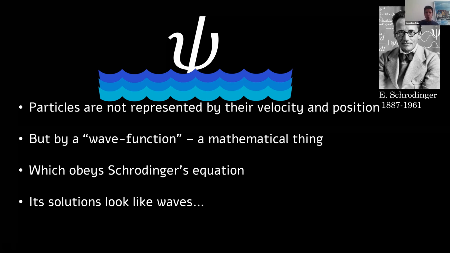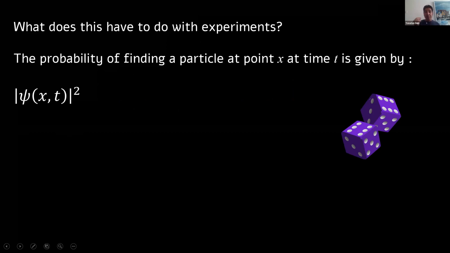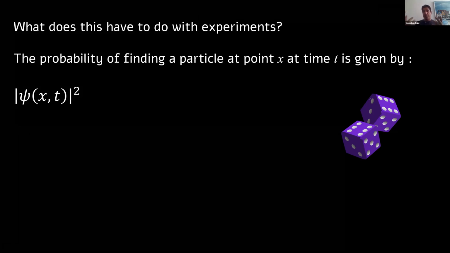But what does this have to do with the two-slit experiment? This is all kind of theoretical, maybe a little bit abstract. Well, no, there is a clear relation between this and experiment. And this is what Schrödinger told us. The probability of finding a particle, our electron, at some point in space, which we call x, at some time t, is given by the square of the wave function. So if we know the wave function, we know the probability of something to happen.